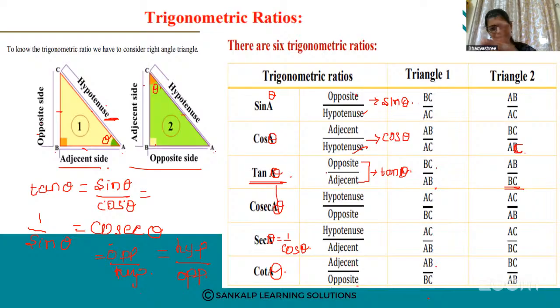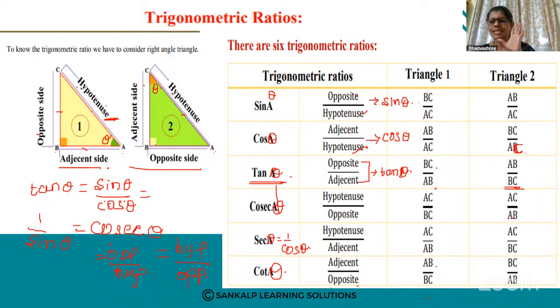Or, I will show it reversed here. If they directly give you cot theta and show the sides, what will you write? Cot theta means what is tan theta? Opposite divided by adjacent. So reversing it, adjacent divided by opposite. So here the adjacent side is AB, the opposite side is BC. Right? This must be perfect for us.